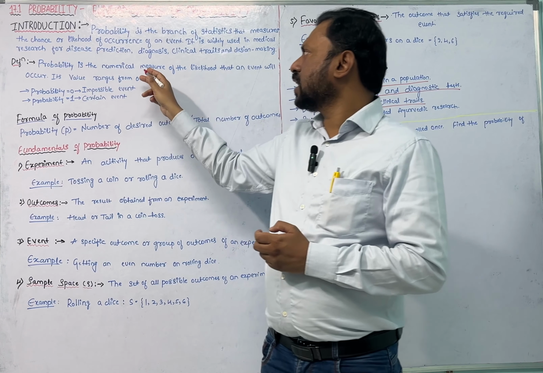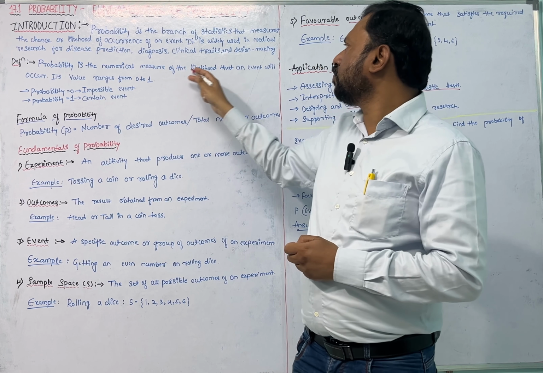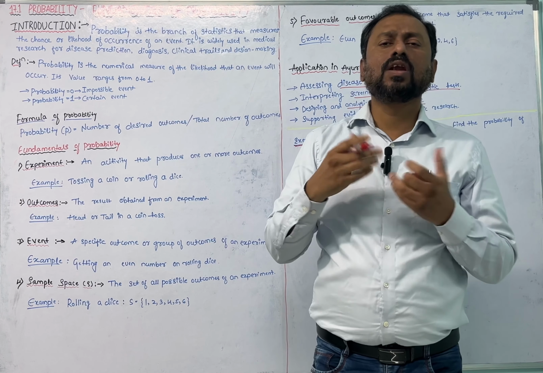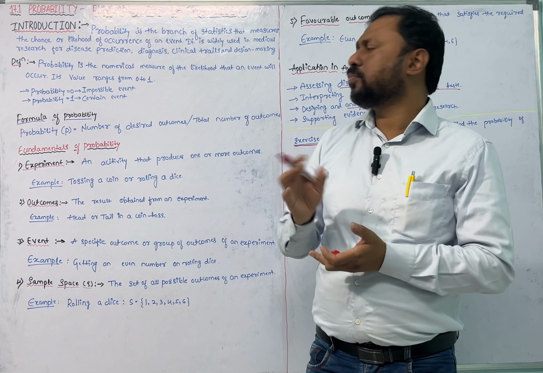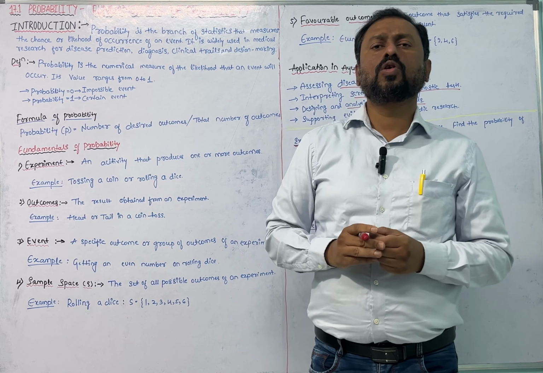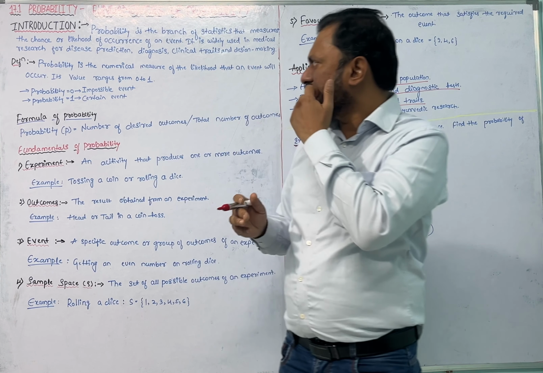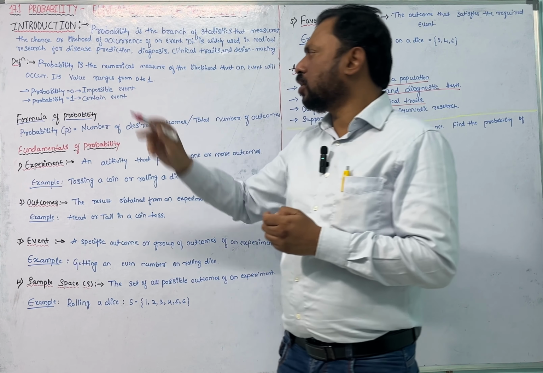Probability is a numerical measure. Here we are measuring the likelihood that an event will occur. This is called probability. Its values range from 0 to 1. What does 0 to 1 mean? The probability 0 is an impossible event.